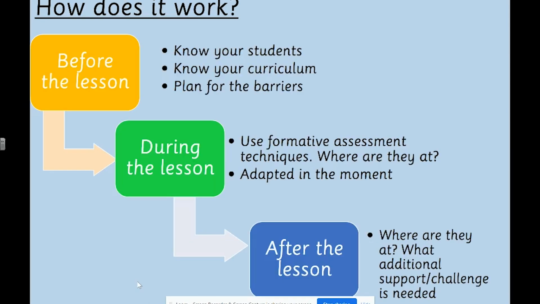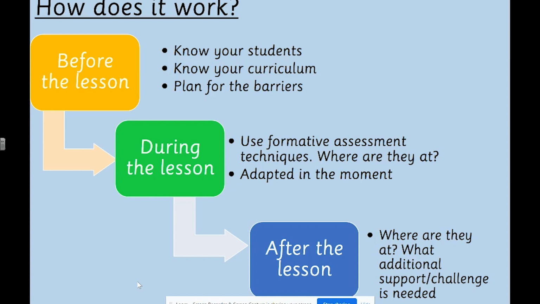So how does it work? For your lesson, you need to know your students. Who are your EAL students? Who are your SEND students? Do you need resources printed in a particular size font on a particular coloured paper? Do you need to consider a reader pen, proximity to the board, printing off a list of translated words for them? Then know your curriculum.